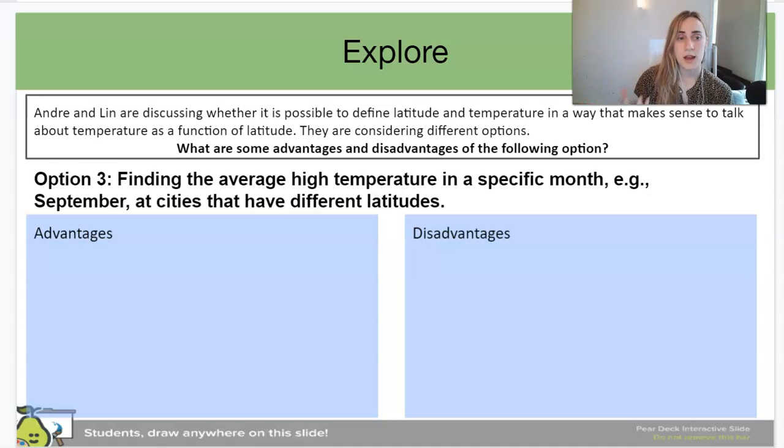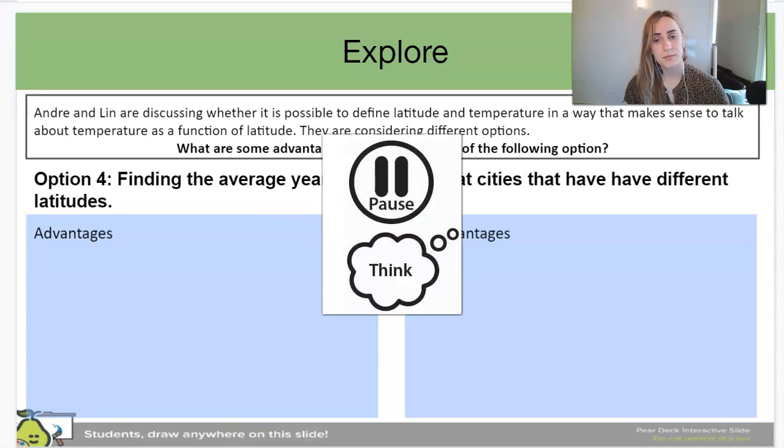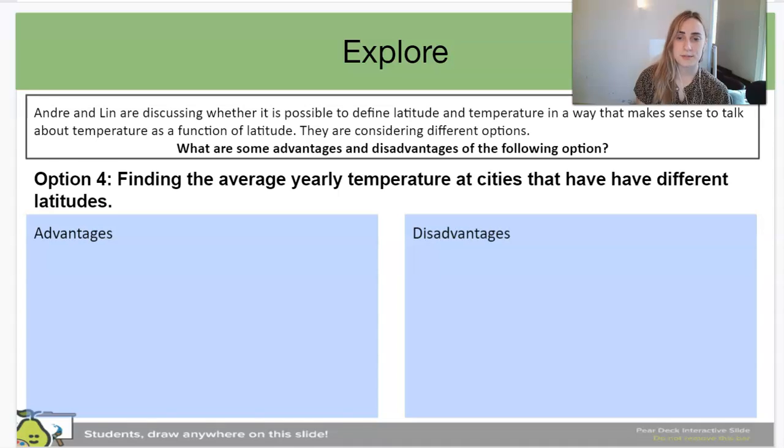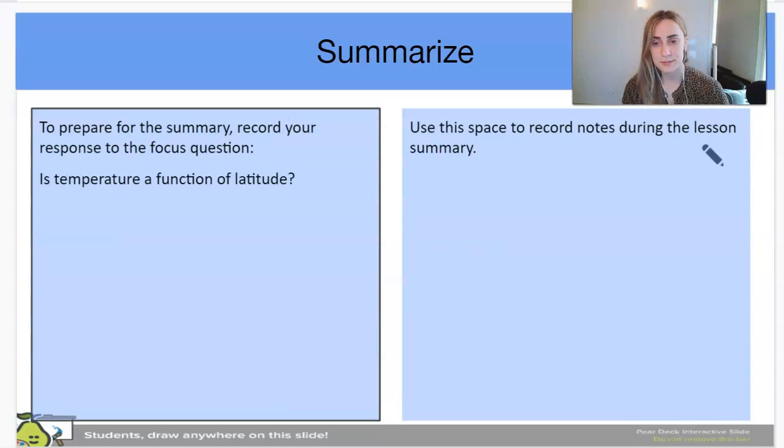Same question. Option 3 is finding the average high temperature in a specific month. For example, September, at cities that have different latitudes. Pause and think. And we'll move on to slide H. Our final option, finding the average yearly temperature at cities that have different latitudes. Pause and think. And when you're ready, we'll move on to our summarize section.